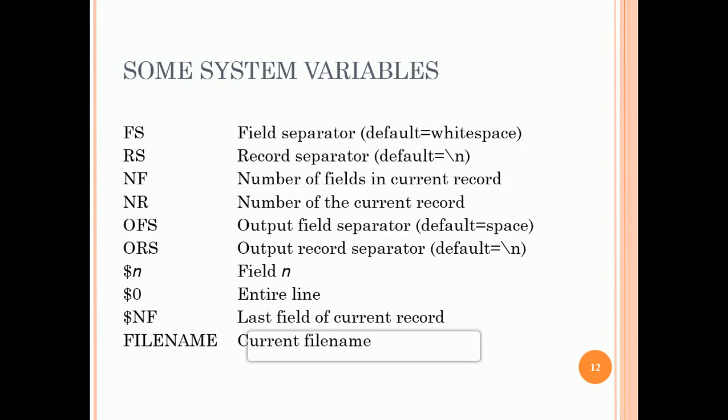ORS, it is the output record separator. So by default, the new line character is the output record separator. Then $n means that particular field. If I say $1, field 1, $3, third field. $0 means the entire line. $NF specifies the last field of the current record, whereas FILENAME specifies the current file name.